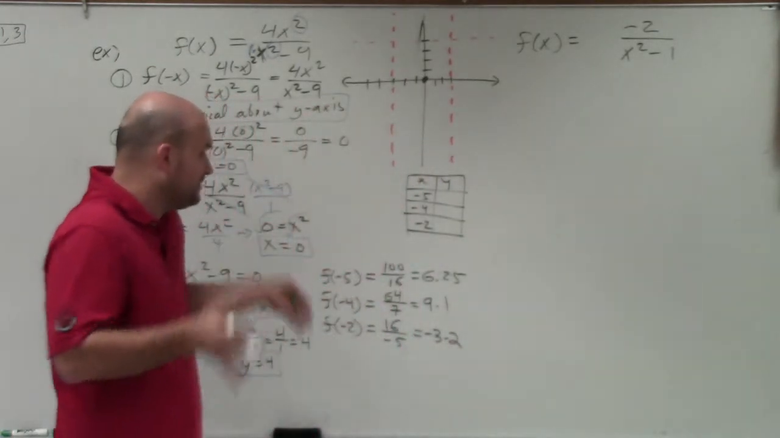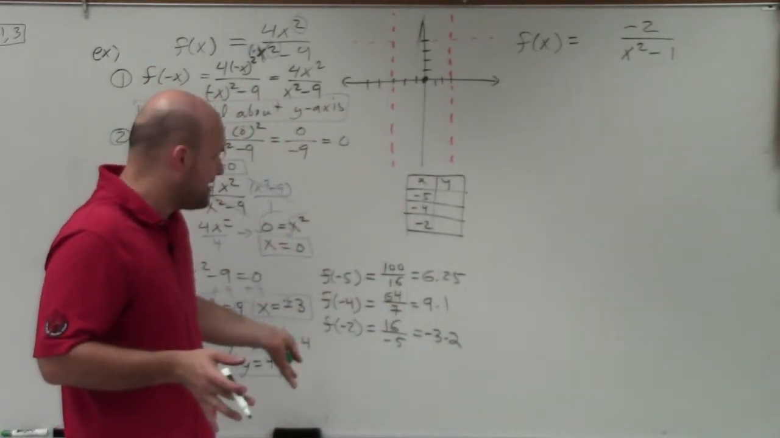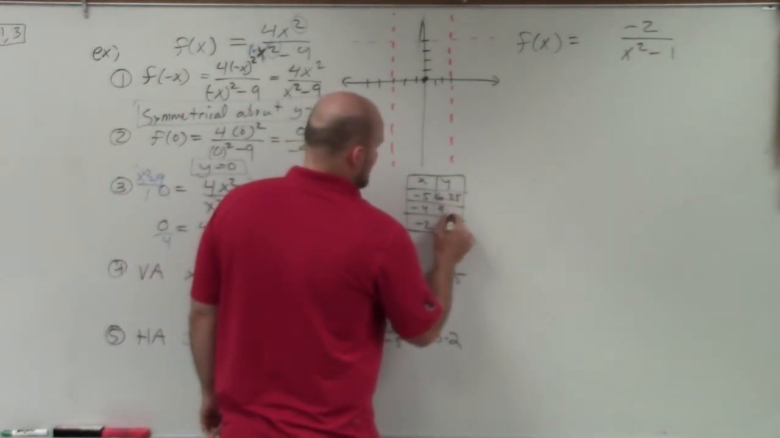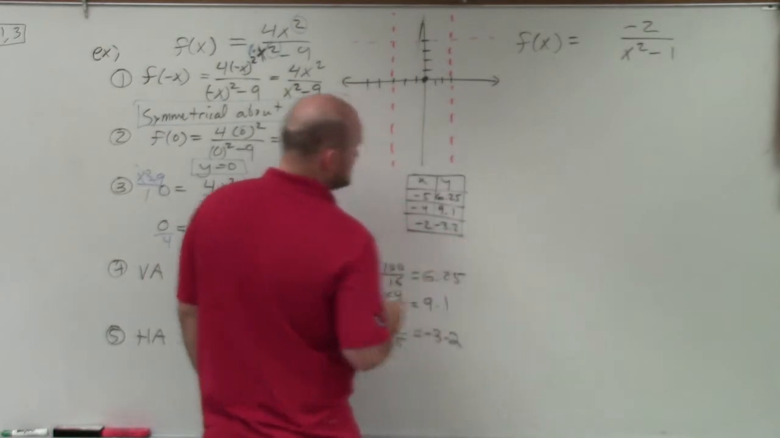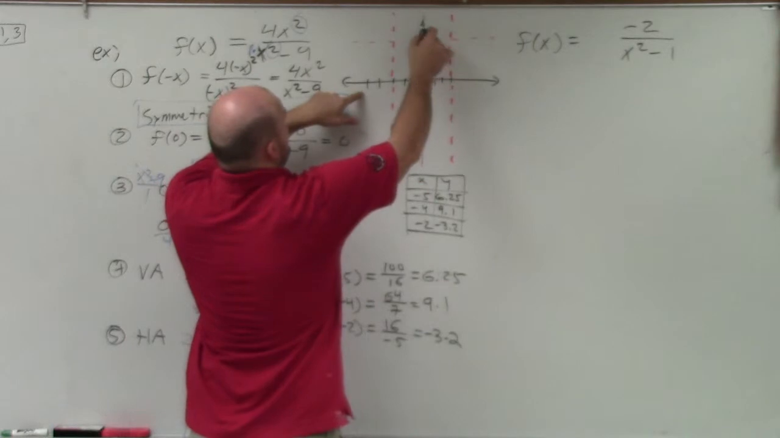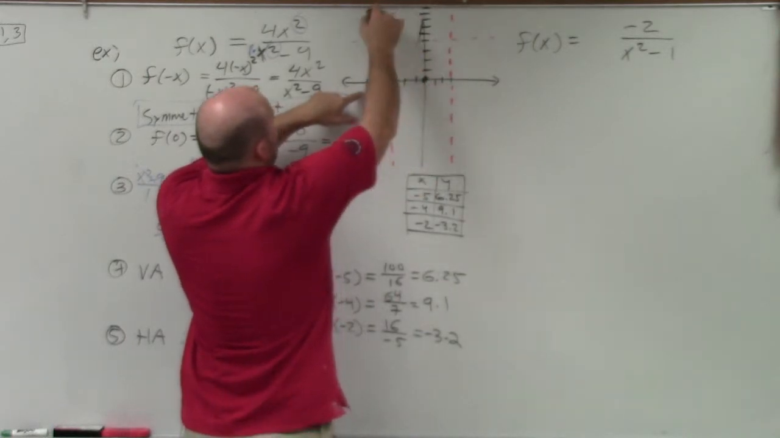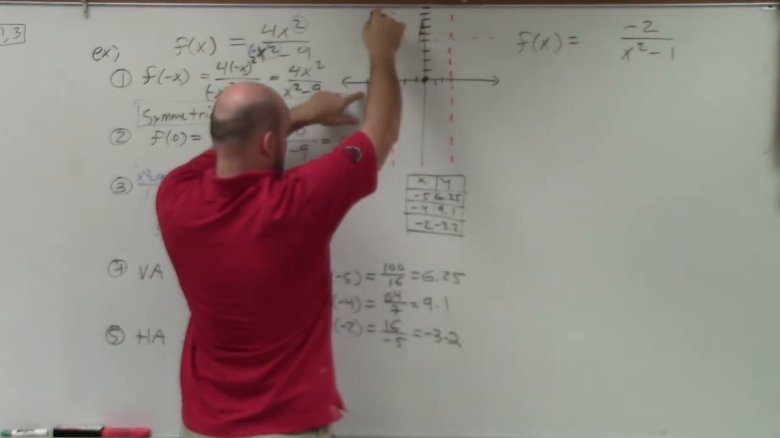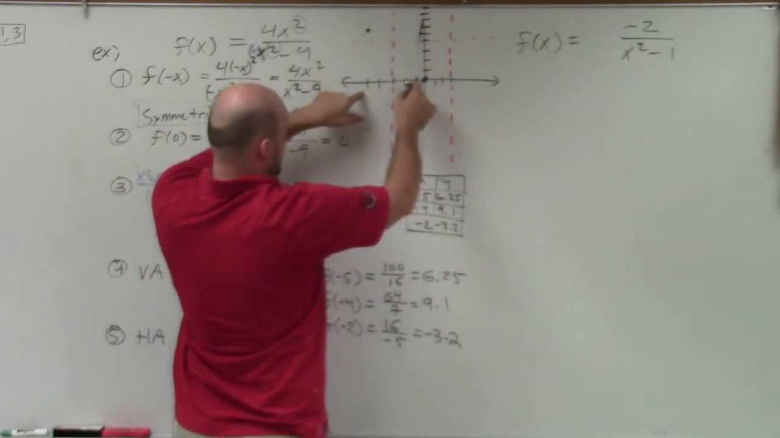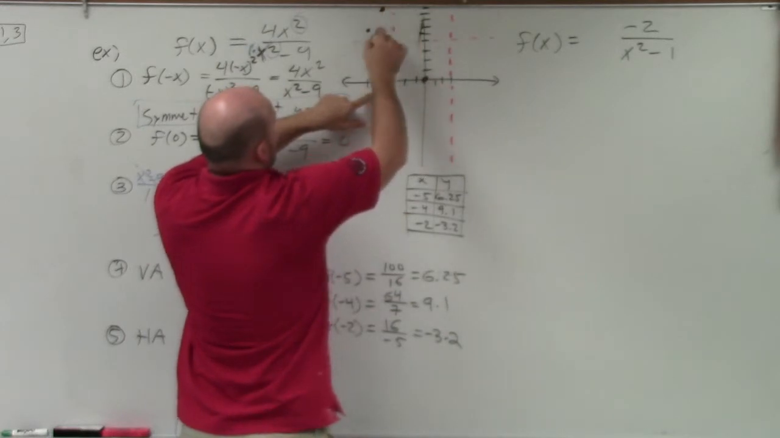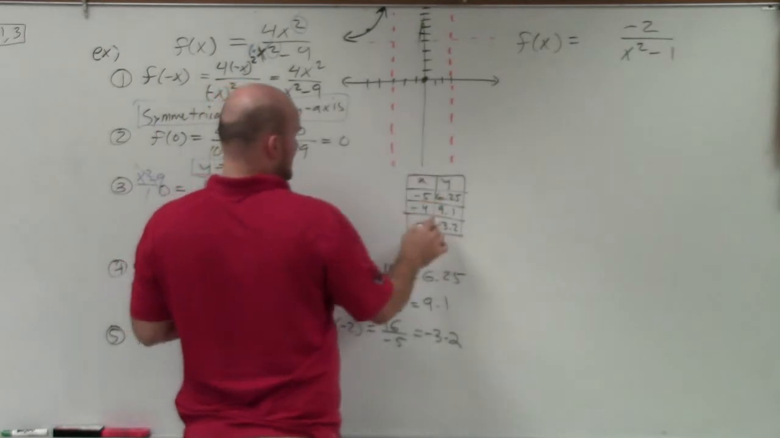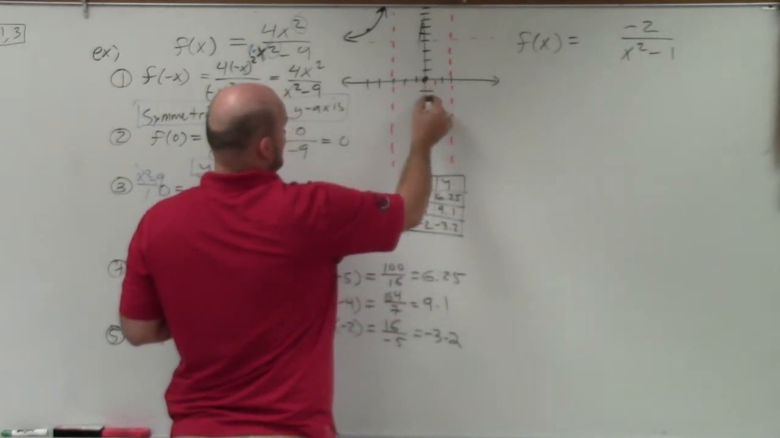OK, so again, we can use symmetry, so we can use just half of this. So basically, these are coordinate points: 6.25, 9.1, and -3.2. So let's plot the points. At -5, I'm at 9.1. 1, 2, 3, 4, 5, 6, 7, 8, 9. Way up there. Oh, no, I'm sorry. At -5, I'm at 6.25. At -4, I'm at 9.1. And then over here, at -2, I'm at -3.2.